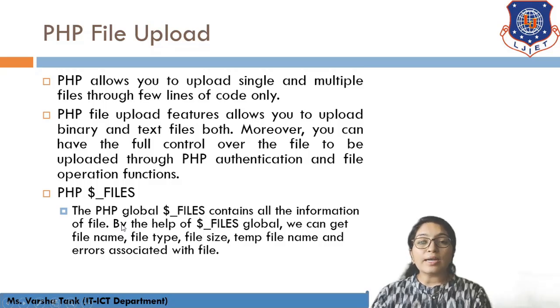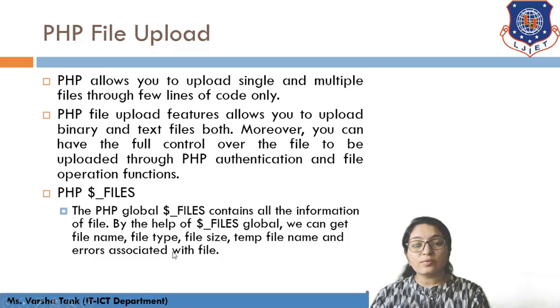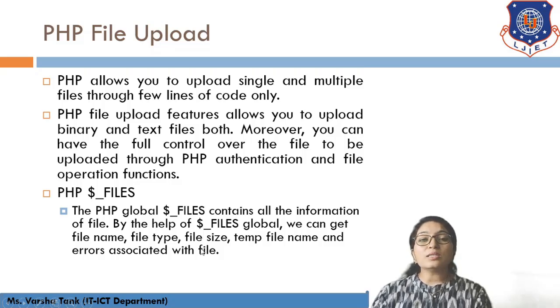This is one type of associative array. The PHP global $_FILES contains all the information of the file. With the help of the $_FILES global, we can get the file name, file type, file size, temp file name, and the errors associated with the file. So you can get this type of information: name of the file, type of the file, size of the file, and the temporary file that is created by the server. All this information you will get through this $_FILES.